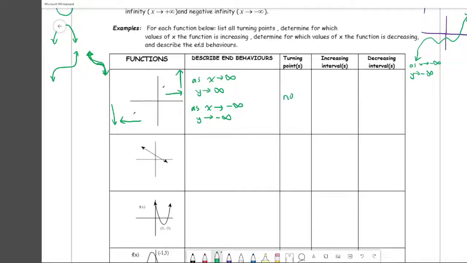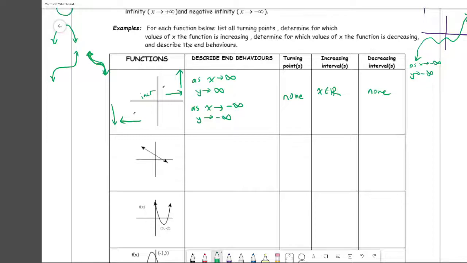It does not have any turning points, because you can see that it's always increasing. It's never decreasing. You can't have a turning point if you're always increasing, because remember, a turning point would be where your function swaps from increasing to decreasing. The increasing interval of this graph would be x is any real number, and that it's always increasing, right? The decreasing intervals would be there is no decreasing interval. That graph is always rising.